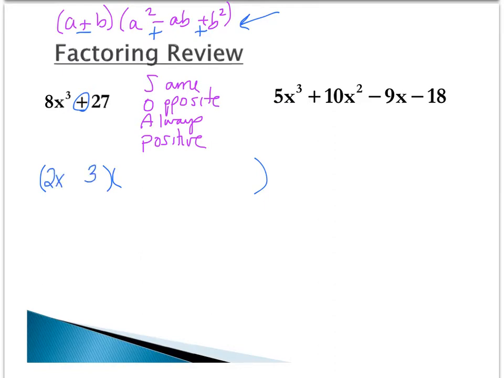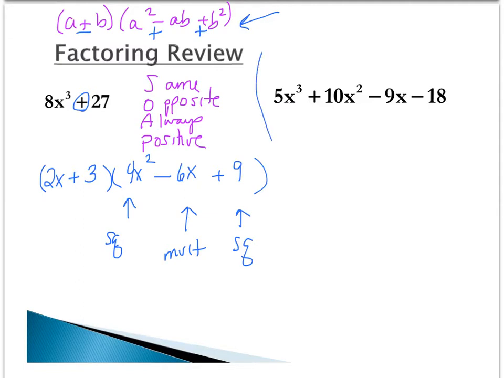Now we fill in our signs using the SOAP acronym. We use the same sign, the opposite sign, and then we are always positive. After that, the way that we get the terms in the trinomial is we square the first one, we multiply them together, and then we square the last one, giving us 4x squared, 6x, and 9. Notice that we don't pay any attention to the signs of 2x and 3. We use the SOAP acronym to take care of our signs. Also notice that when we square the 2x, we square the 2 as well.